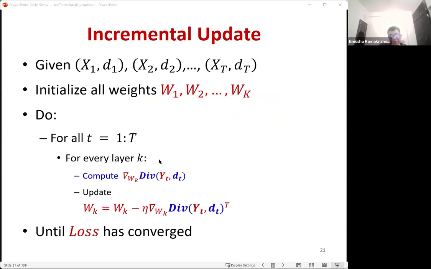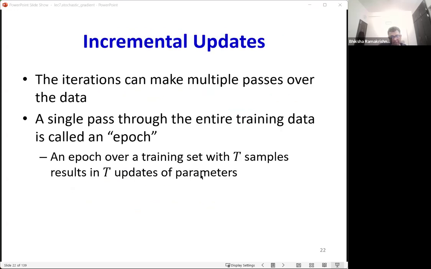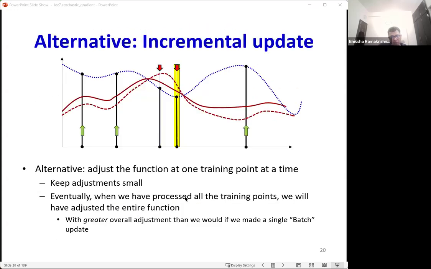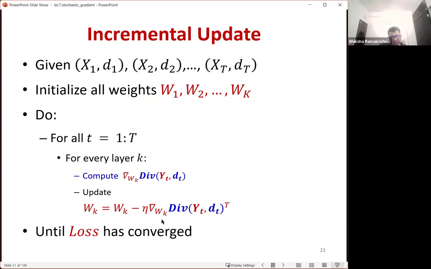Now, this is the incremental update. As you go through the training data, you go through each of the parameters, and after each training instance, what happened? After each training instance, you make a correction to the function parameters. And eventually, when you've gone through all of the training instances, you would have made a correction to the entire function, at least at all the training points.